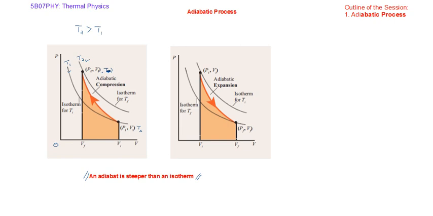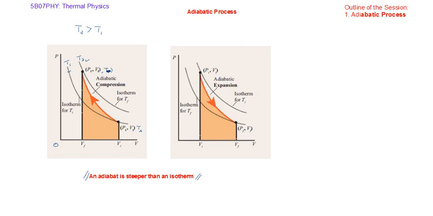And remember, the slope of an adiabat is always greater than the slope of an isotherm, or an adiabat will always be steeper than an isotherm. So that is one thing that I want you to understand and keep in mind.